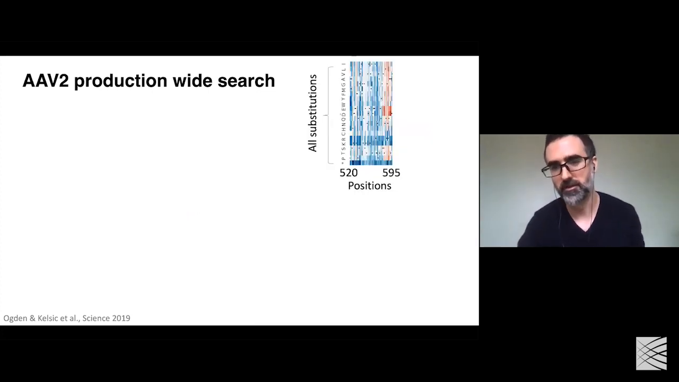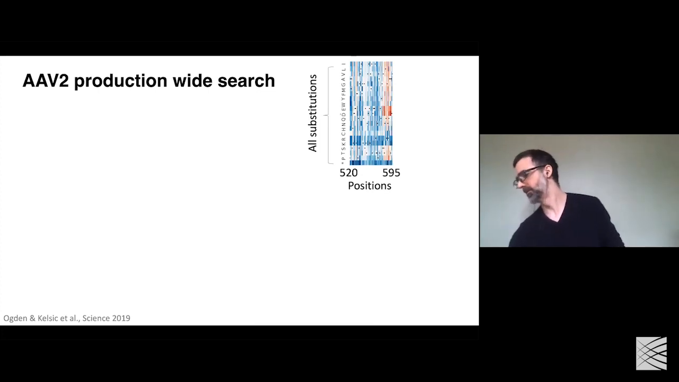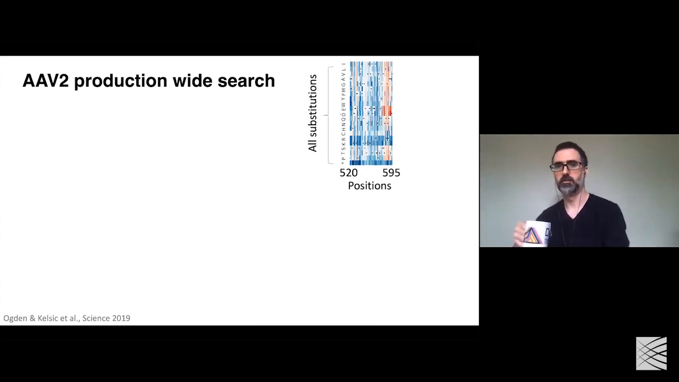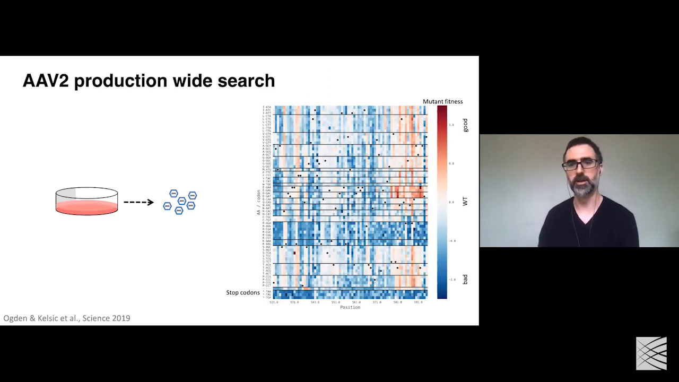Quick question, Eric. Yeah, go ahead. Can you say again what the black dots are? The black dot is the wild type codon at each position.